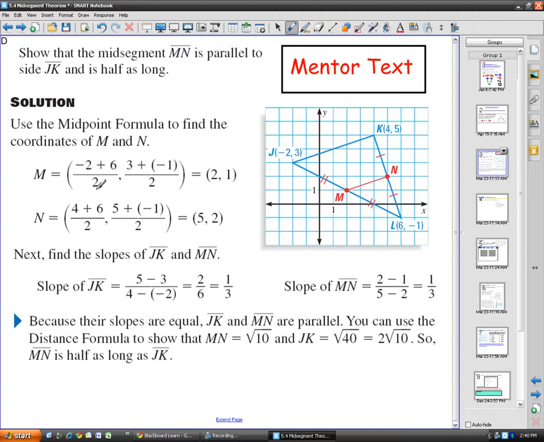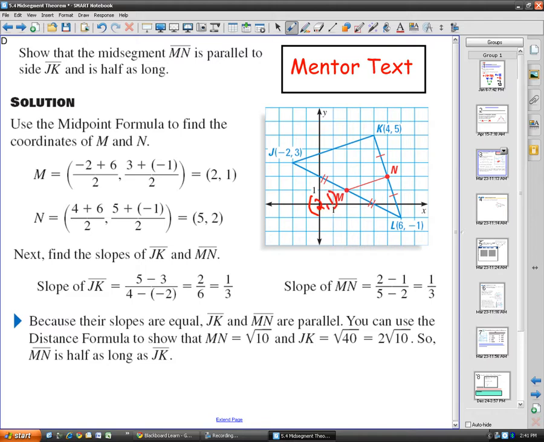Add the x's, divide by 2, add the y's, divide by 2. And so then adding my y's together, I have 3 and negative 1, and that's where this came from. And when you reduce these, you end up with 4 over 2, which is 2, and 2 over 2, which is 1. So this ordered pair over here is (2, 1).